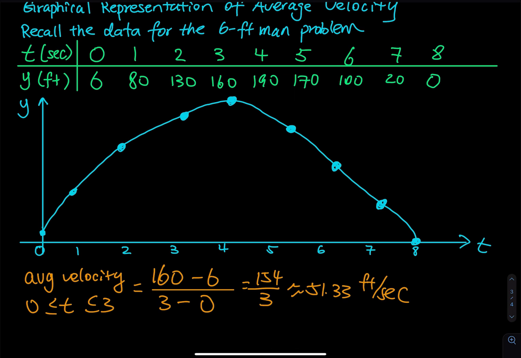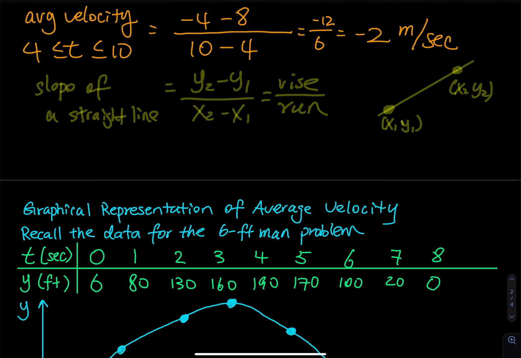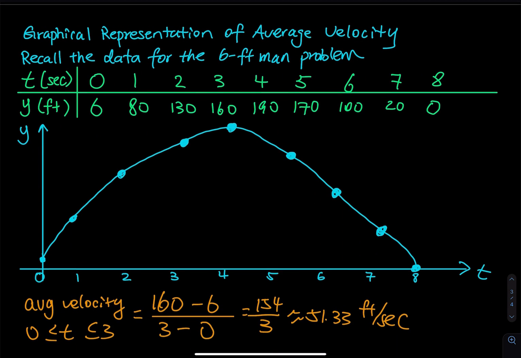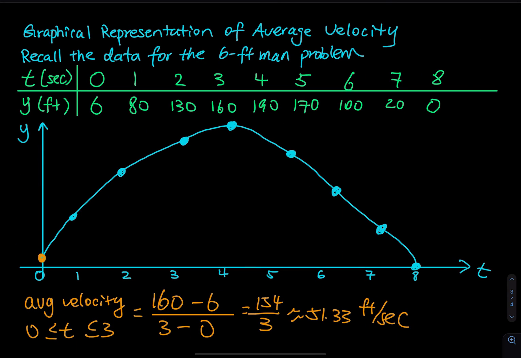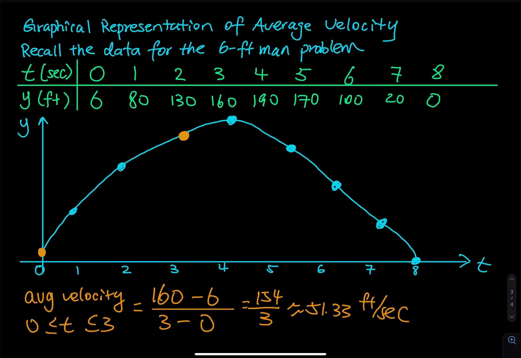Okay, so using the graph, we will have to use what we just discussed, the slope of a straight line. When x is equal to 0, we have a point right over here. When x is equal to 3, we have a point right over here. I have to let you know that the scale is not perfect in here. Just consider that as a curve. Between 0 and 3, we are going to sketch a straight line.